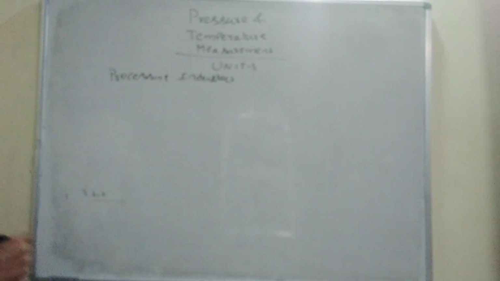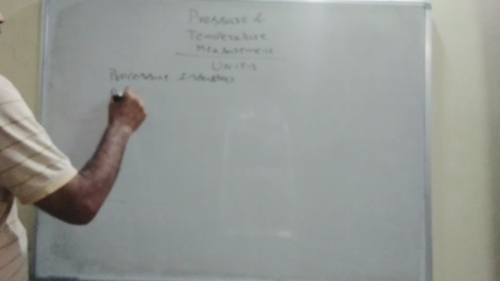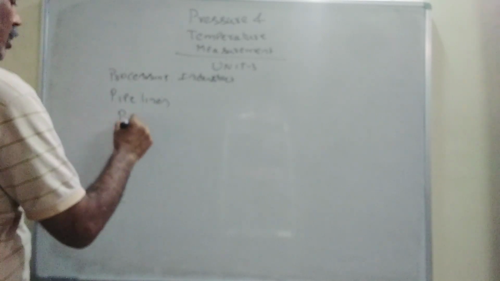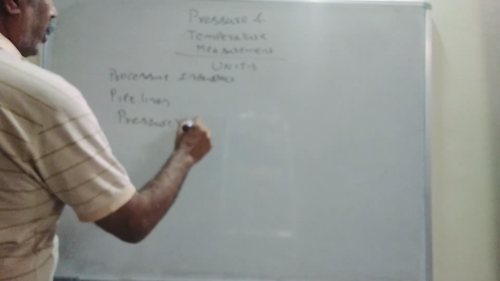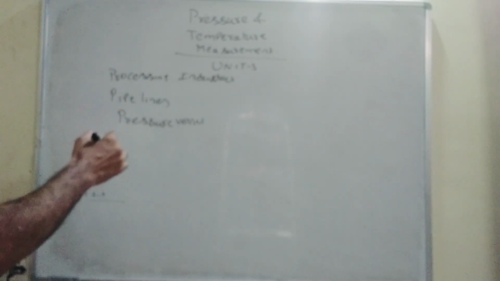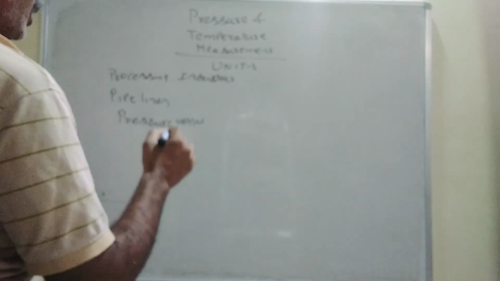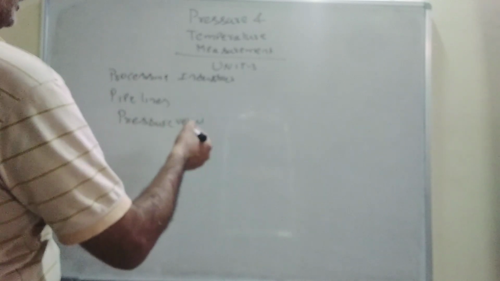In these processing industries, we will be having several pipelines and pressure vessels. And at various points of this processing industry skeletal layout, we have to identify the points where we can measure the temperature and pressure.